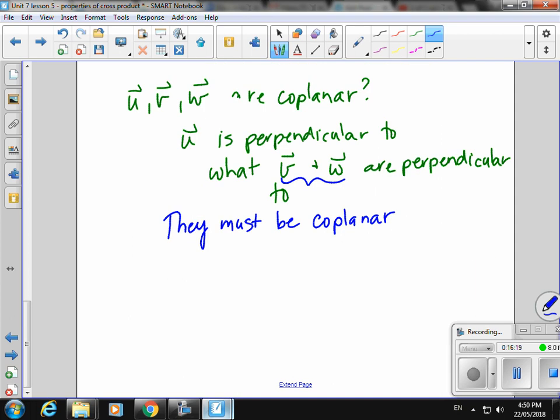This gives us a good test for coplanarity. If U dot V cross W is 0, they're coplanar. If they're not 0, they're not coplanar.